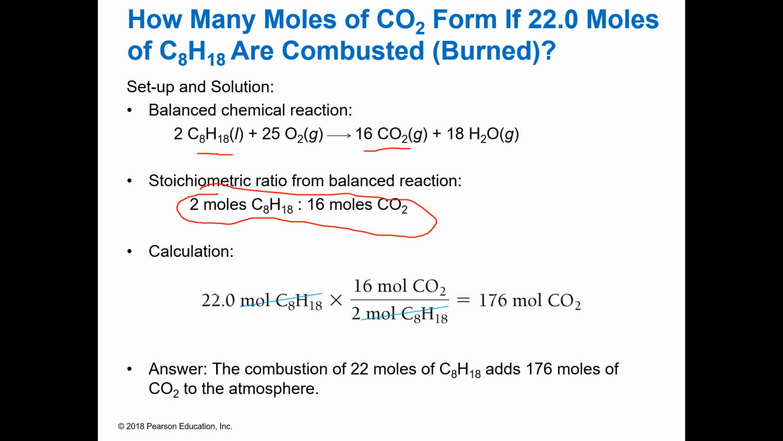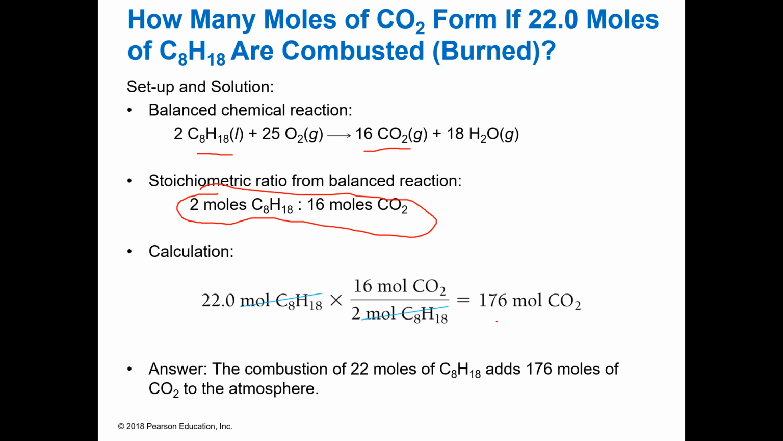I'm going to start with what I'm given. If the calculation is how much carbon dioxide will form if I start with 22 moles of C8H18, I'm going to start with what I'm given and then multiply it by the ratio being 16 to 2. It's really important to write your units here because you want to make sure that whatever you're solving for is on top and whatever you need to cancel out is on bottom. So we'll set this up in that dimensional analysis way. If I react 22 moles of C8H18, I will form 176 moles of carbon dioxide.